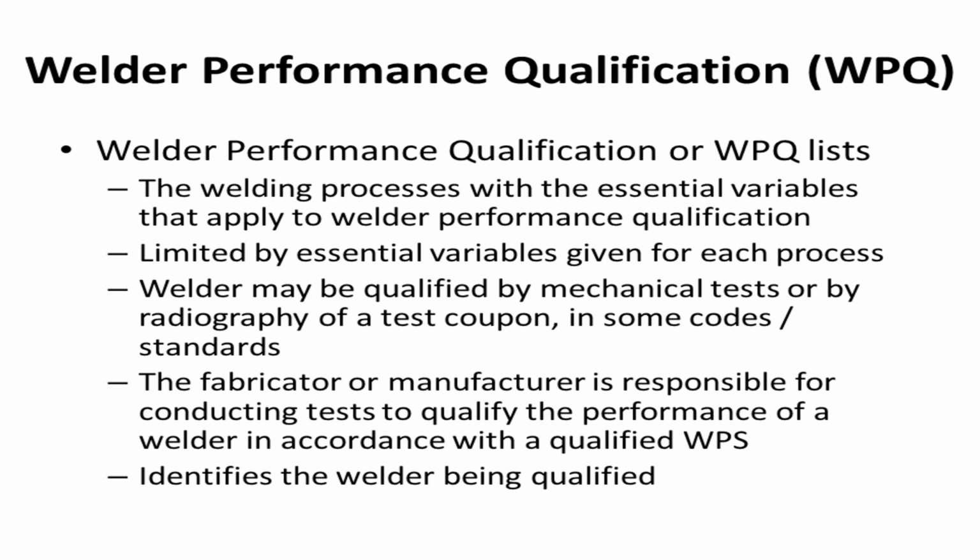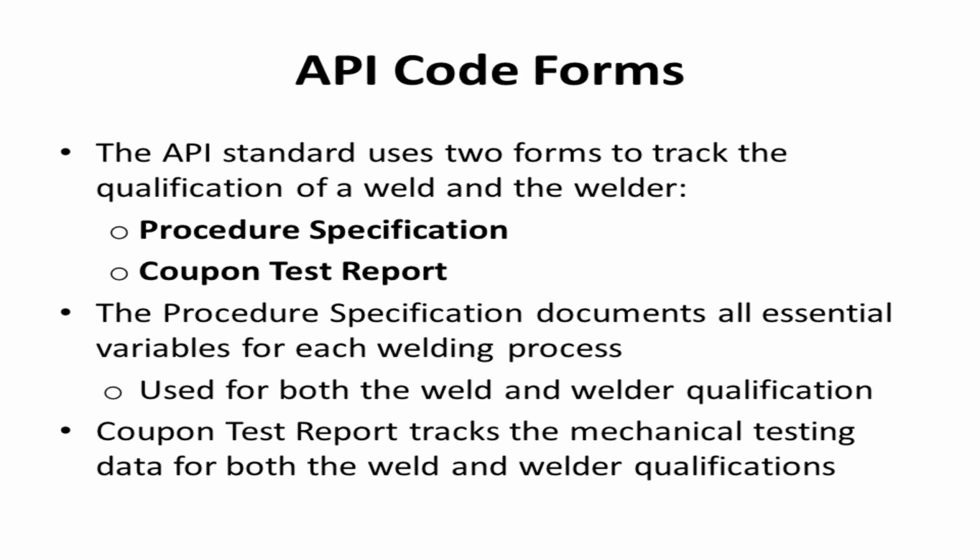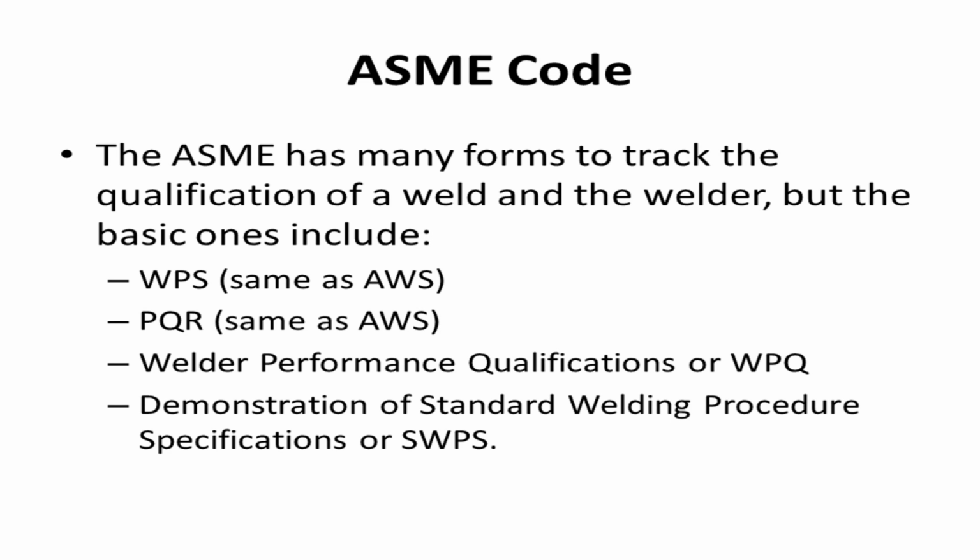Welder performance qualification. This is something we talked about a little bit yesterday. The welding performance qualification of welders is to be used by the fabricator or manufacturer, the person who certifies the welders. Okay, API code forms. API uses a very simple method to track weld and welder qualification. And for the ASME Code, here are some similarities and differences, how it differs a little bit between the codes. It has many forms for tracking qualification of the weld and the welder.